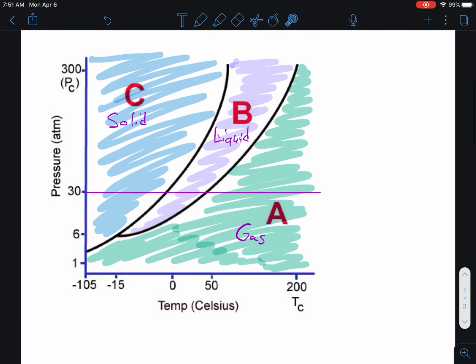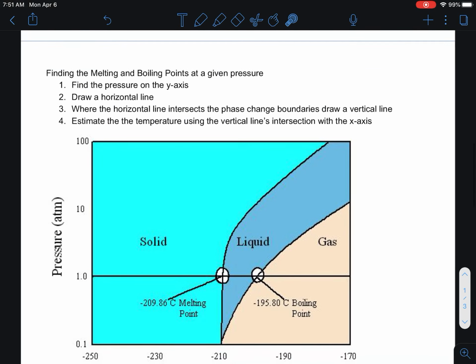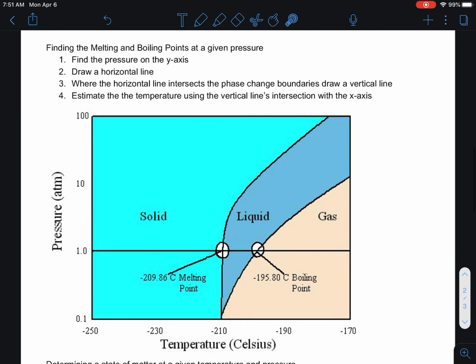Let's look at how we can pull some more data out of a graph like this. First thing you could do is you would be able to find the melting and boiling points of a substance at a given pressure. So given pressure is key here. You have to know what the pressure is. In the example down below, you can see for 1 atmosphere of pressure, sea level, the melting and boiling point.